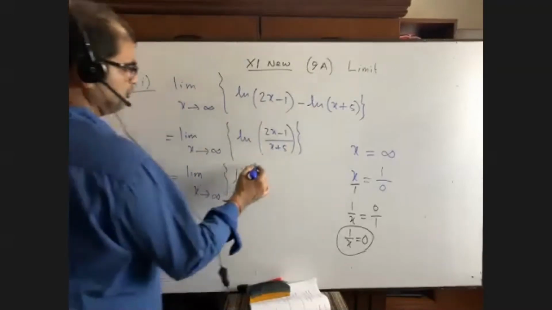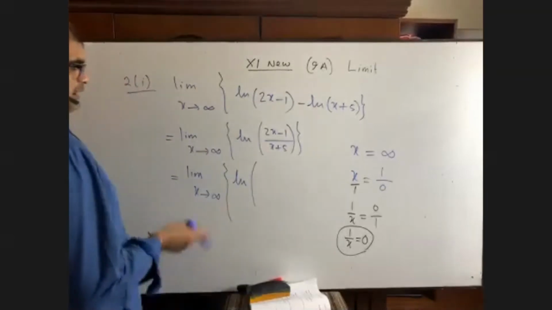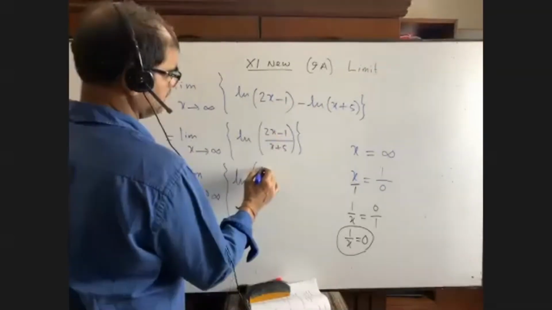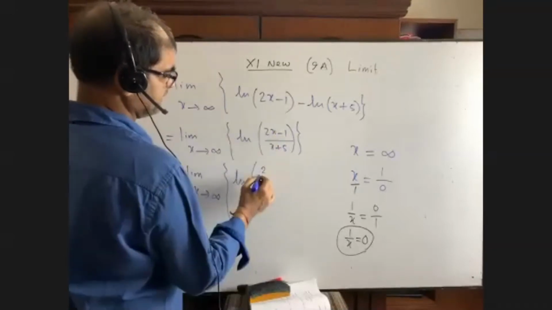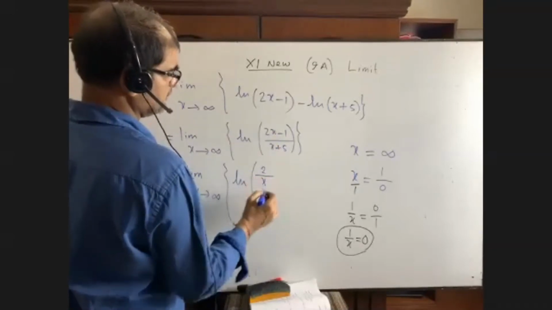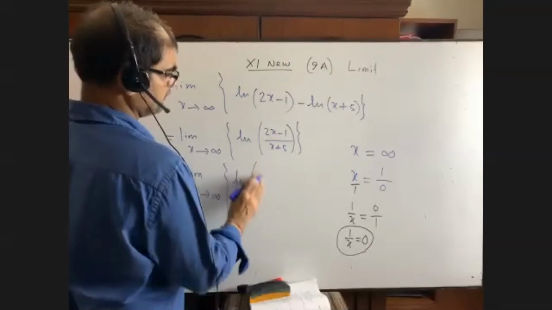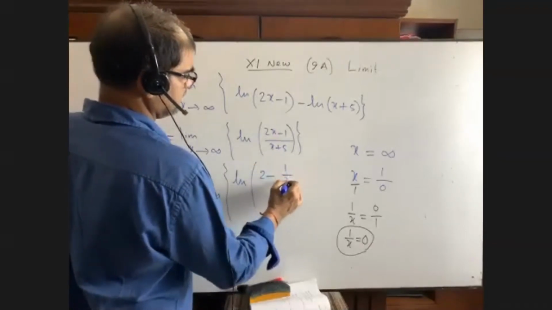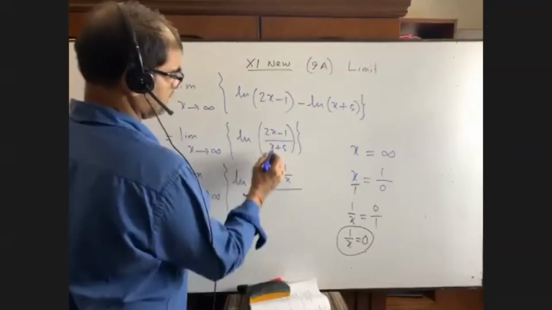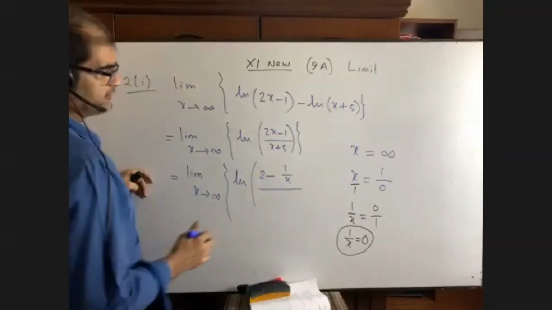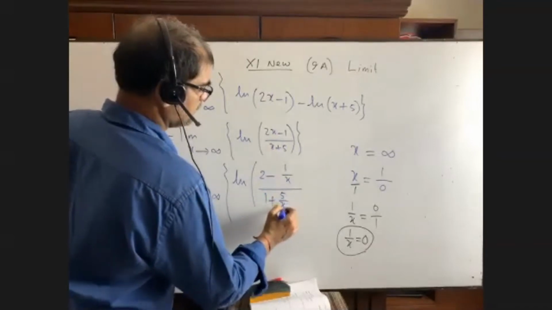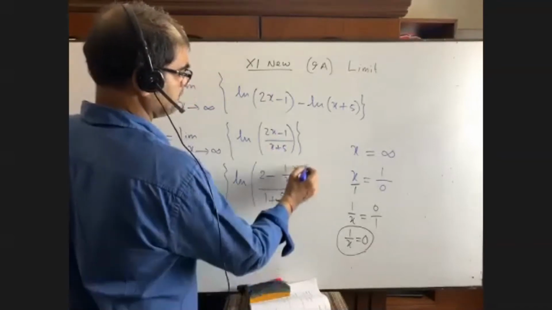Now, what will we do? We cannot do any math having infinity. So we have to get it in this way by dividing by x. 2 by x, I'm sorry. It is only 2 minus 1 by x. Here, I am going to divide by x. 1 plus 5 by x. What I have done, please let me know.